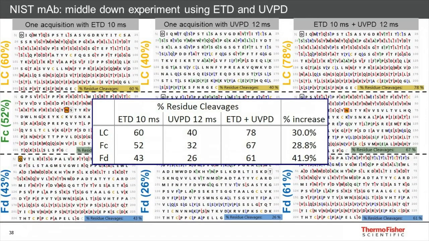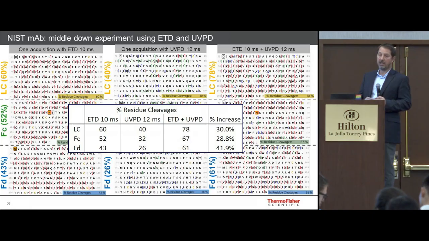So now we did the same experiment, but with the NISTmAb in that case. This is the ETD on the Lumos, and it's just 1 run at 10 milliseconds. And in that case, on the light chain, I already got around 60% sequence coverage, on the Fc 52 and the Fd 43. And also, we have another mode of fragmentation that's not commercial yet, but in the R&D group I had access to it, so I did UVPD. And this is what I got with UVPD.